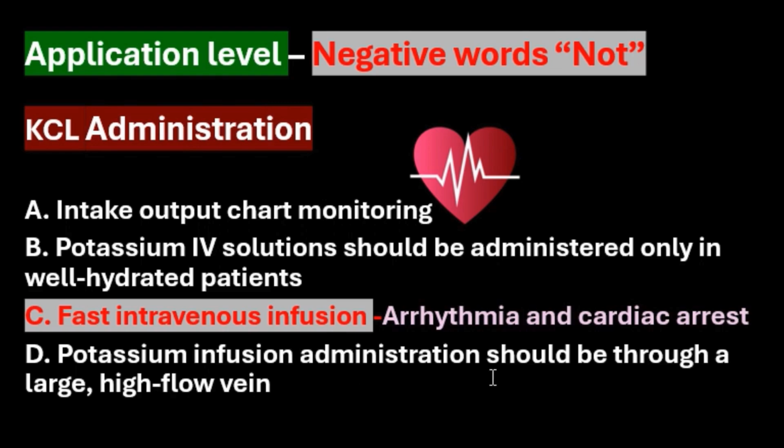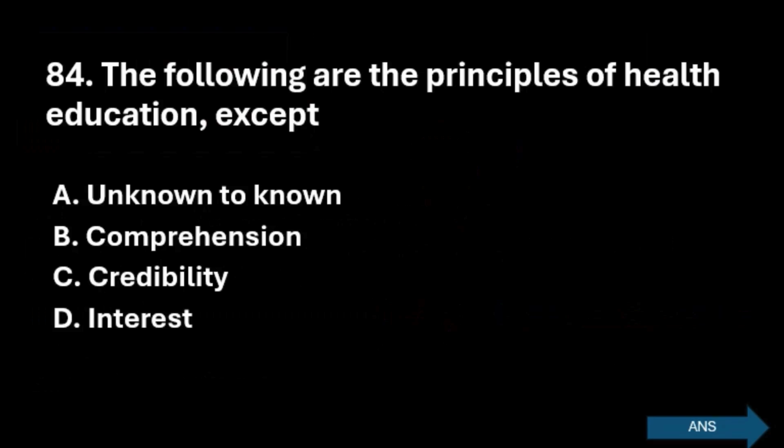Potassium infusion should be administered through a large high flow vein. That is correct, because if it is a very small or obstructed vein, lot of pain will be there for the patient, because KCL is a painful infusion. So the fast intravenous infusion is not advisable. That is the right option in this question.